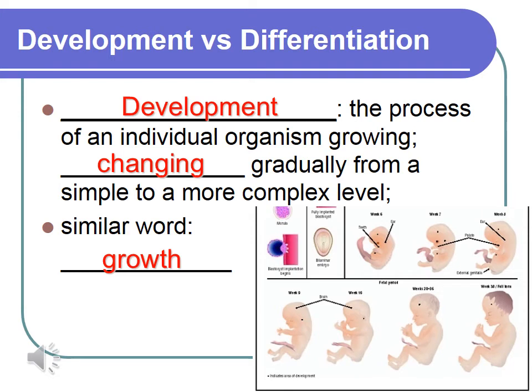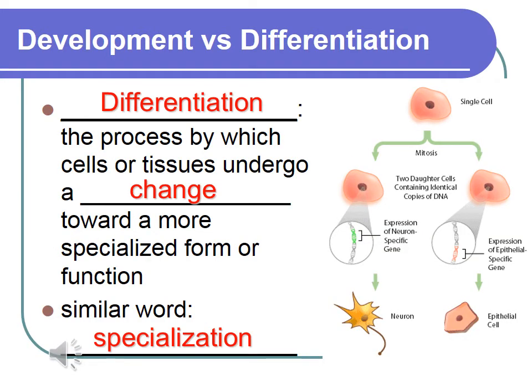Development versus differentiation. Development is the process of an individual growing, changing gradually from a simple to a more complex level. It's basically synonymous with growth. So development is synonymous with growth. As you grow, your legs get longer, you get more hair, stuff like that. That is development. Differentiation is something a little bit different.